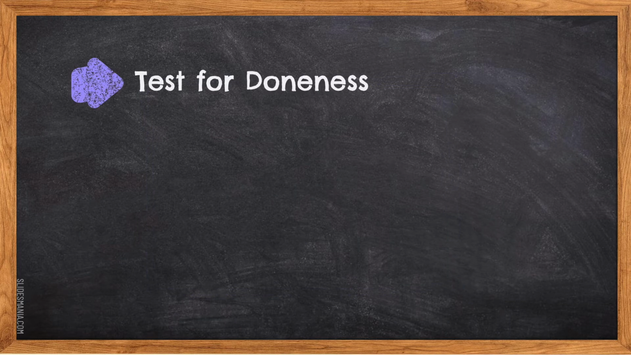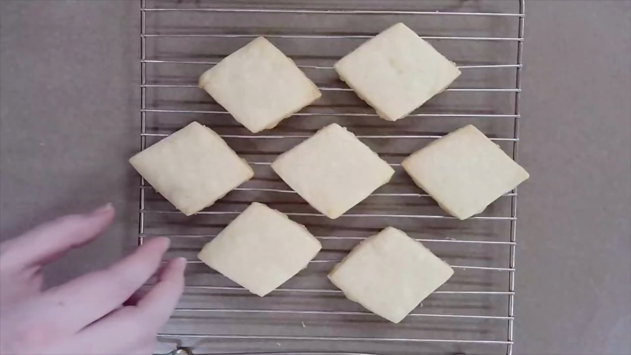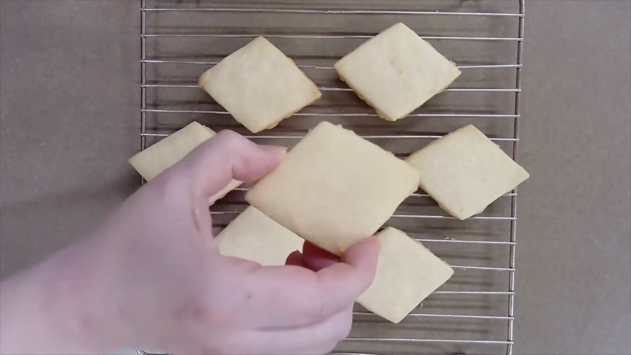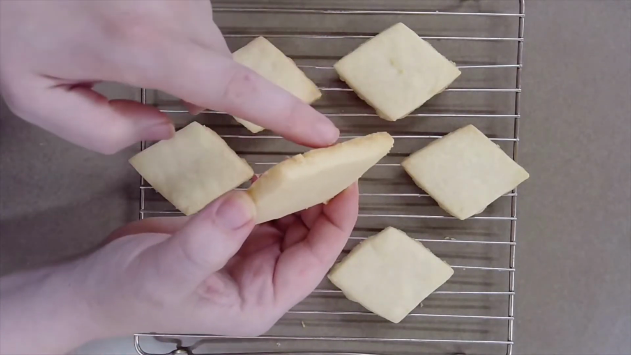Test for doneness. 1. Edges are just starting to brown. Remember, the cookies are super pale. You will only see a slight browning on the bottom edge only. Take a look at this one.